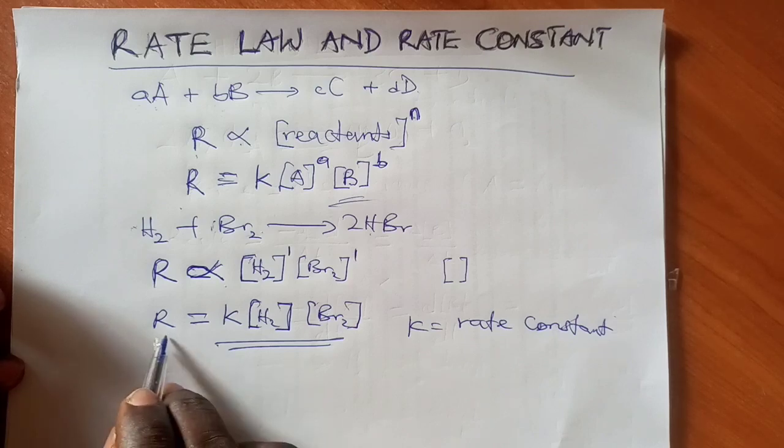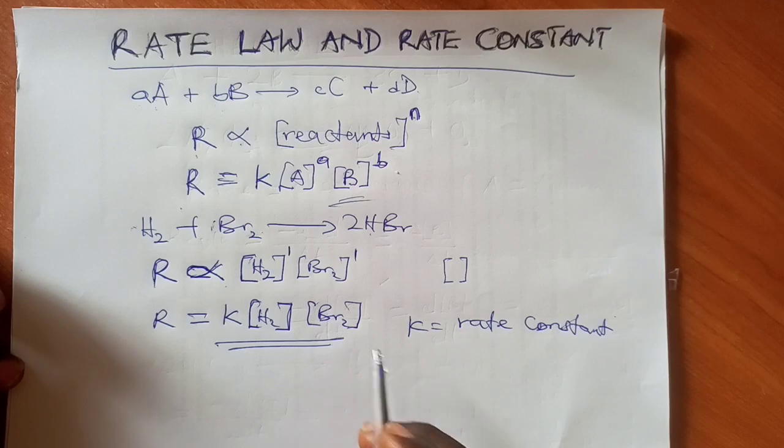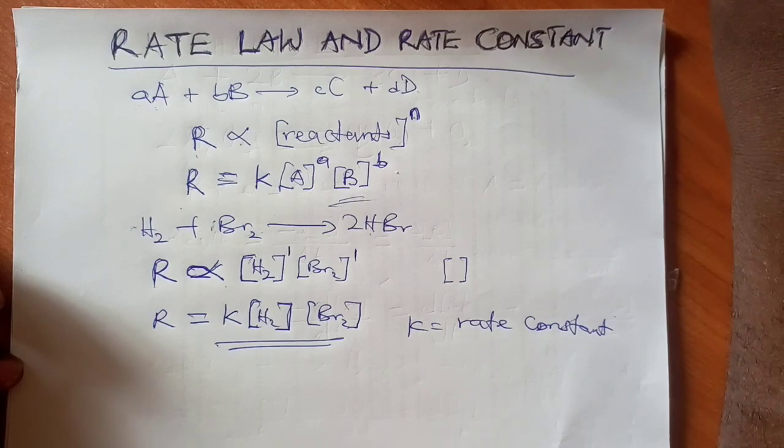This is the rate equation. We call it rate law or rate equation. So by definition, what is rate law? We can say that rate law can be defined as an empirical equation that expresses the rate of reaction as a function of the concentration of all species present in the overall chemical reaction at the same time. That is what rate law is all about.